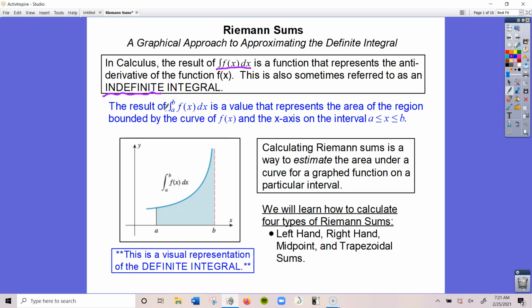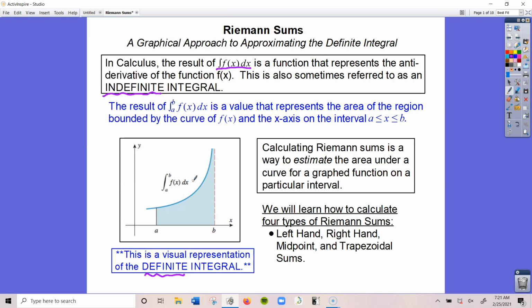Now sometimes you'll see notation written like this, where you have the integral and then you'll have two numbers at the top and the bottom of the integral. Now this represents the area of the region that is bounded by the curve of the function and the x-axis on the interval a to b, which is also called the definite integral. So indefinite does not have an interval, and definite does have an interval. And what it represents is the area underneath the curve.